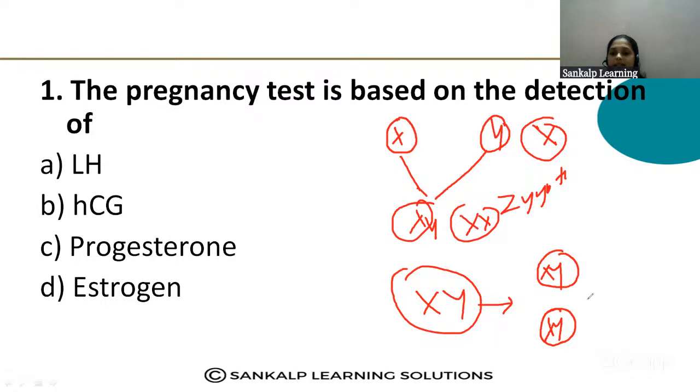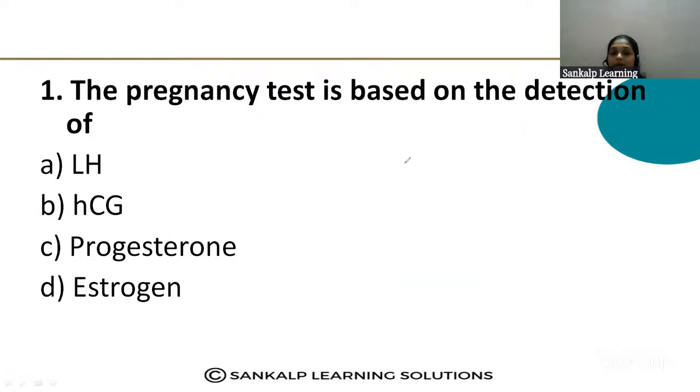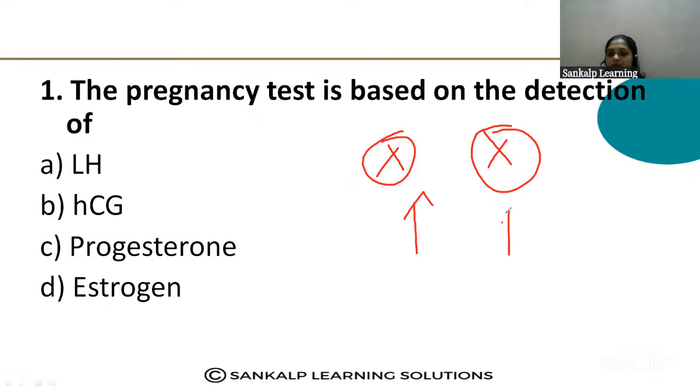The zygote divides, and after that the development process takes place, and there is a formation of twin babies. Or one more thing: sometimes in the female, very rarely, two eggs are produced. When two eggs are produced, two sperm fuse with the eggs and form two zygotes, and they develop into twin babies. It happens in two ways.